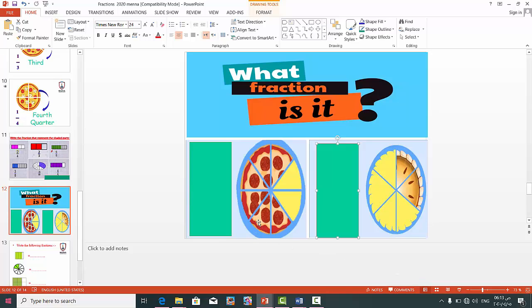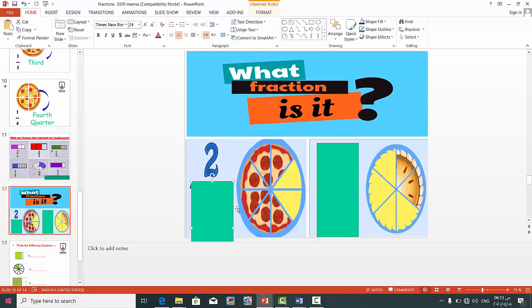Okay, my students, what fraction is it? Here, how many parts will I eat? 1, 2. So the number in the numerator will be 2. Okay, how many all parts, teacher? Let's count. 1, 2, 3, 4, 5, 6, 7, 8. The denominator will be 8.